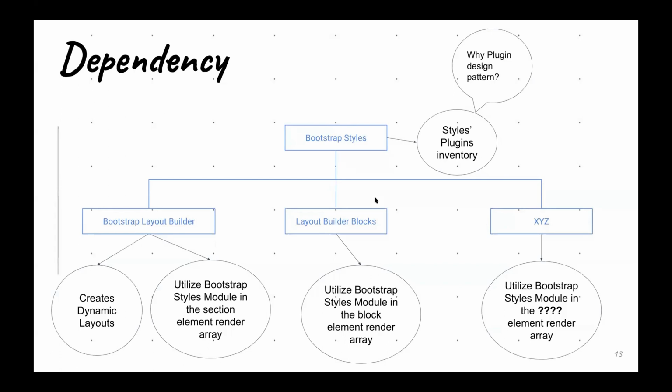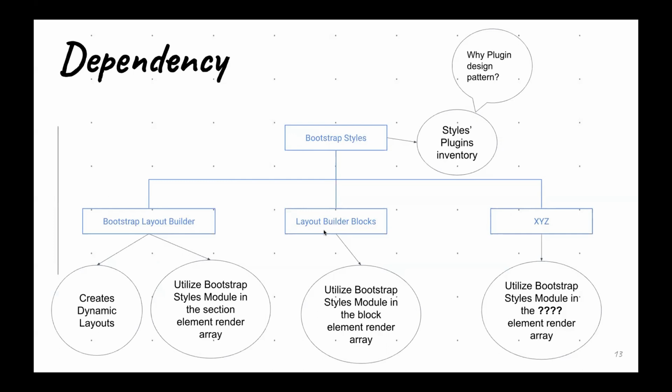So Bootstrap Layout Builder just utilizes and takes care of dynamic layouts, the grid style, and Bootstrap Styles acts as an inventory. If Bootstrap Layout Builder needs any of these plugins from this inventory, it can grab whatever plugins are needed for this module. And the same approach applies to Layout Builder Blocks. If we go back to my early example, by default Layout Builder allows you to add some inline blocks or custom blocks to the page.